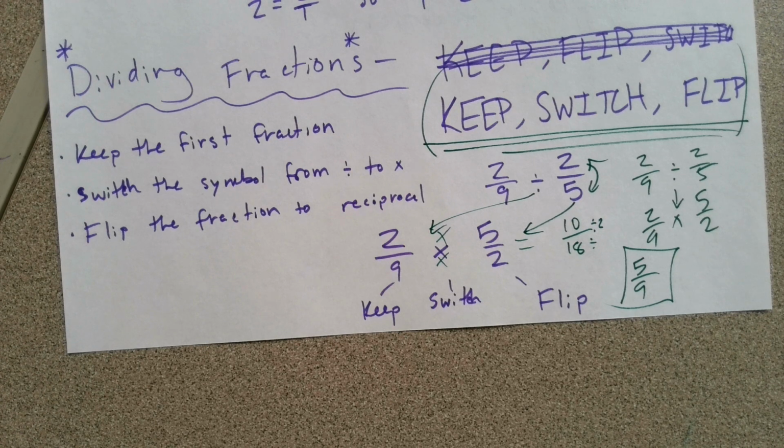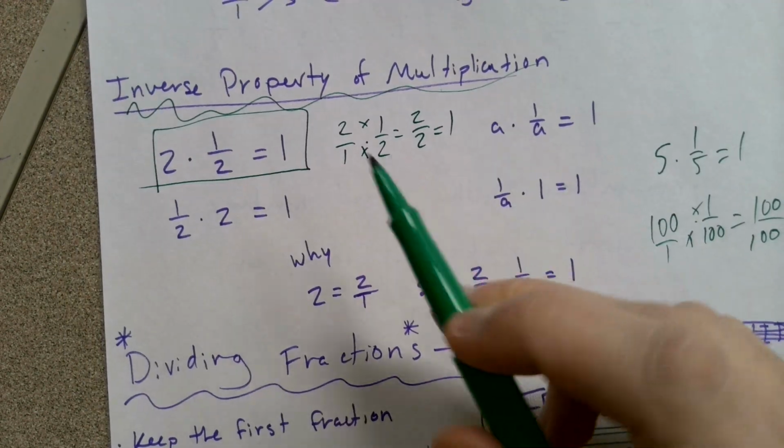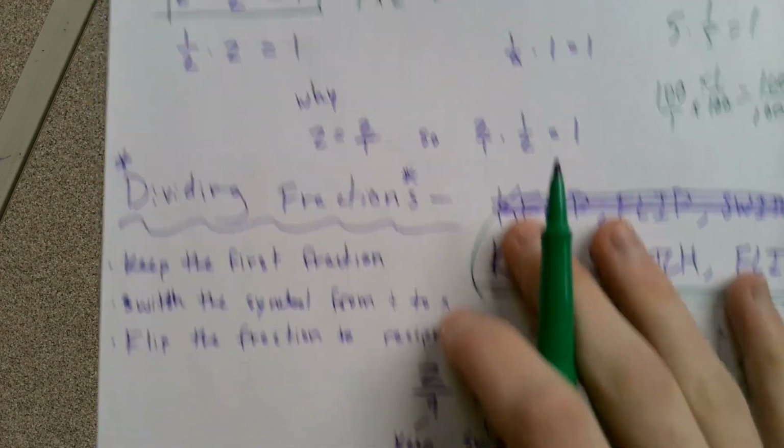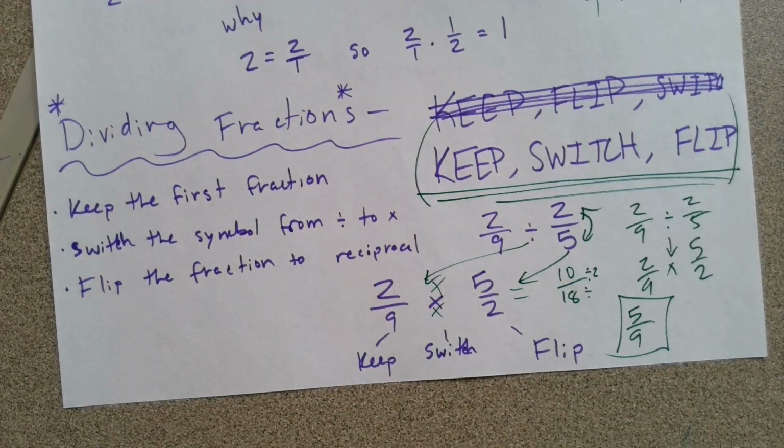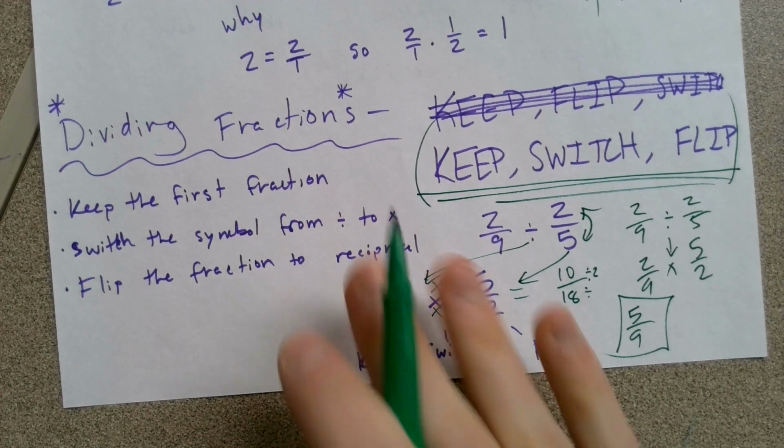Keep, switch, flip. Keep that first number the same. Switch the symbol from division to multiplication. Flip the last number. This works because of our inverse property of multiplication. That's why this is all possible. Keep, switch, flip. That's what I want you to have in your minds today.